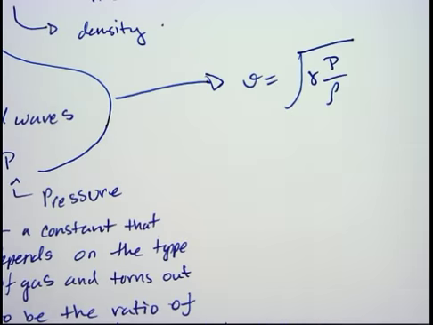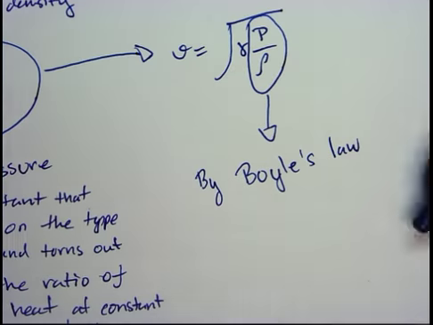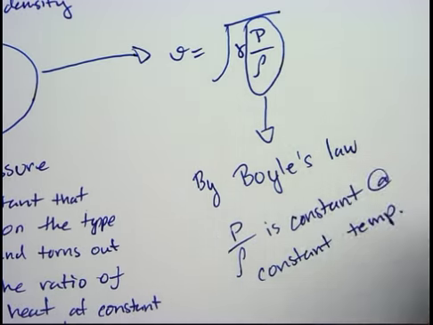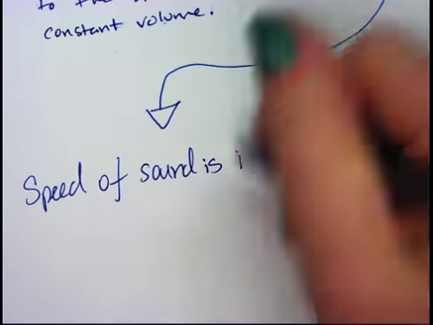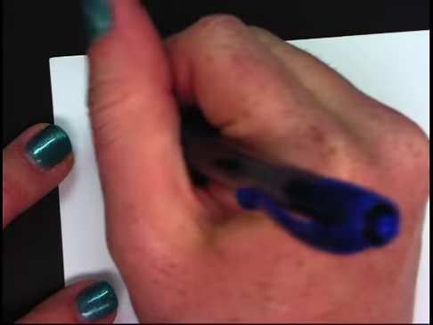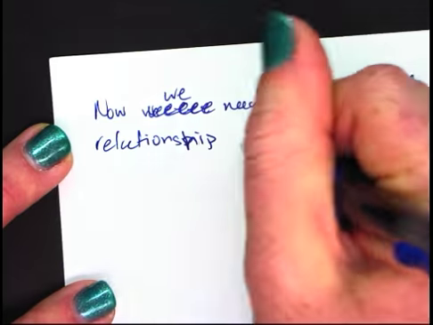Now, by Boyle's law, the ratio of pressure over density, P over rho, is constant for a gas at constant temperature. So the speed of sound is independent of pressure as long as the temperature is kept constant. The effect of temperature on the speed of sound may be derived by considering how the density changes with temperature.